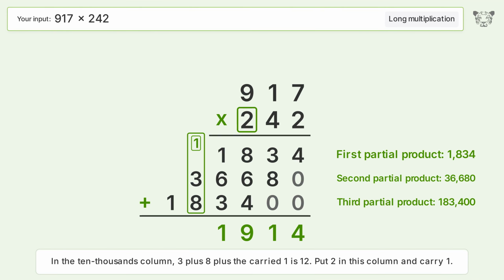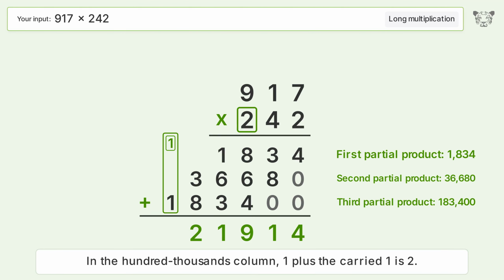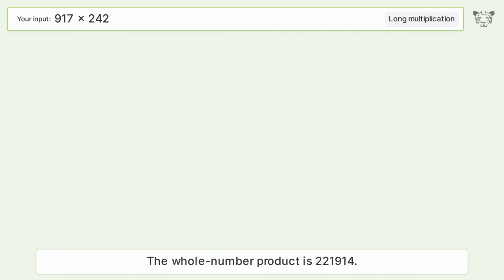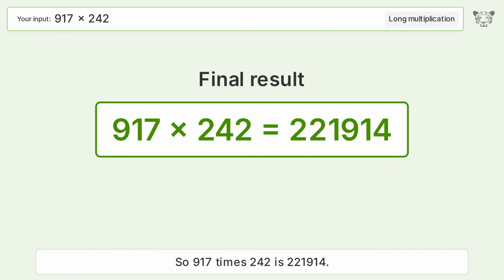In the ten thousands column, 3 plus 8 plus the carried 1 is 12. Put 2 in this column and carry 1. In the hundred thousands column, 1 plus the carried 1 is 2. The whole product is 221,914. So 917 times 242 is 221,914.